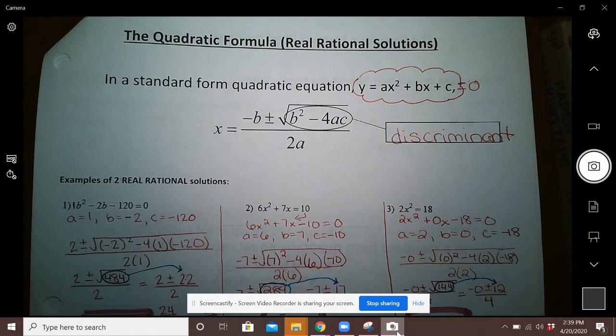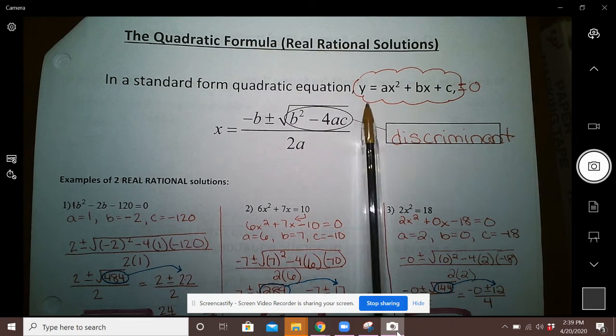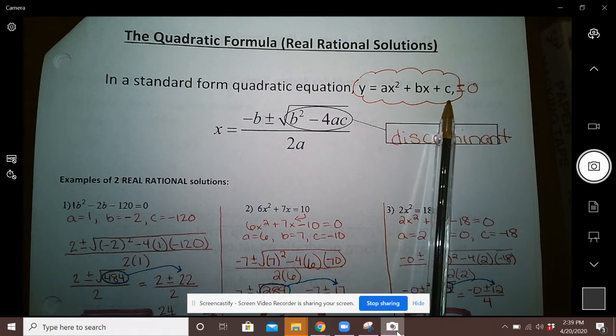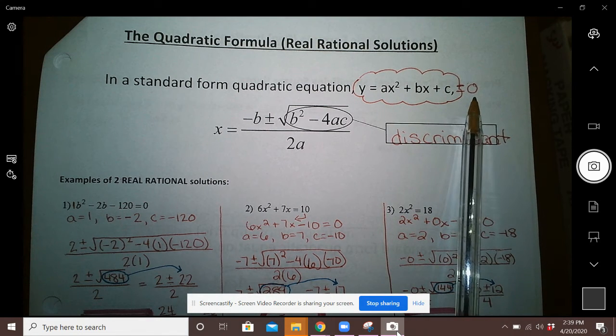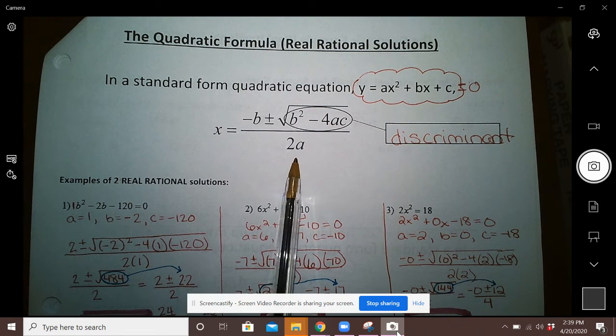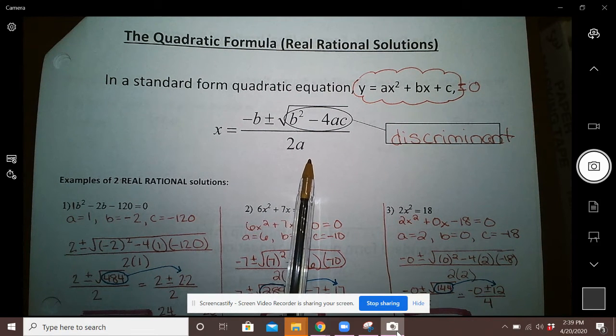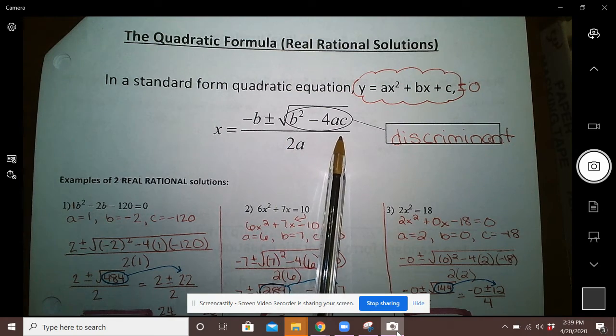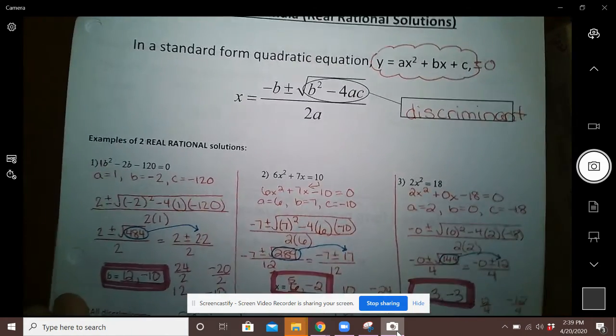Just a quick review. A quadratic equation must be in standard form before you start working with the quadratic formula, and standard form follows this pattern: ax squared plus bx plus c, and it must be equal to 0. Must be equal to 0. The quadratic formula is negative b plus or minus the square root of b squared minus 4ac, and all of that is over 2a.